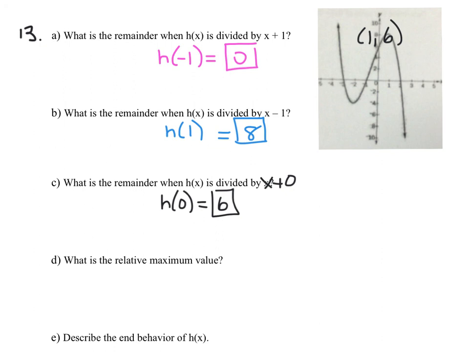All right, now it says in letter D, what is the relative maximum value? Okay, the relative maximum value. Well, if you recall, this down here is a relative min, and this up here is a relative max. It's the highest point in a certain section of the graph, in a particular domain of the graph. And if we want to know the relative maximum value, the value would be the height of it here, which is at 8. Okay, so the relative maximum value is 8.